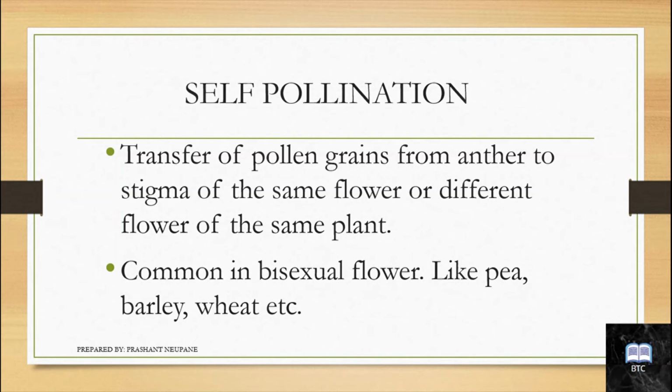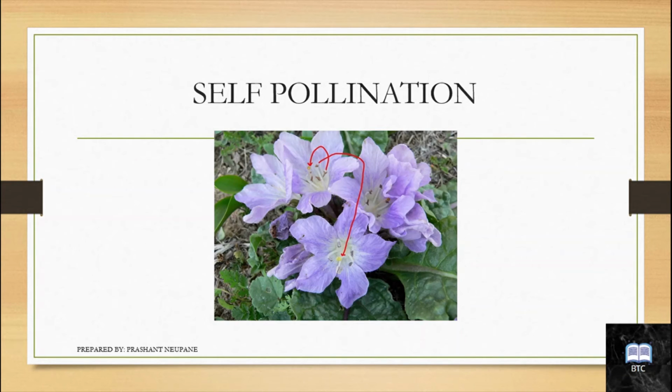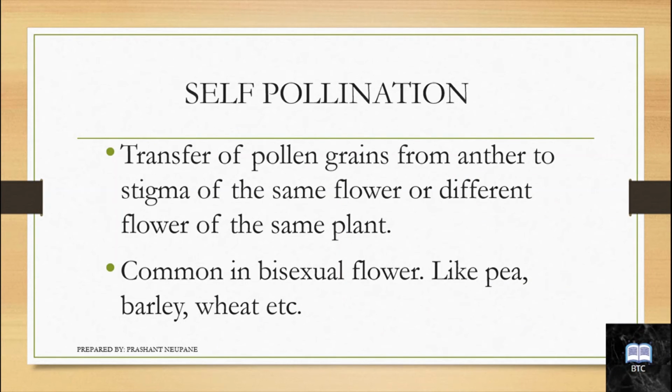So if you consider this plant, here we can see a plant and it has got three flowers. So if the transfer of pollen grains takes place within the same flower, we call it self-pollination. And also if the transfer of pollen grains occurs from anther to stigma between two different flowers but of the same plant, we call it self-pollination. Self-pollination occurs usually in the bisexual flower, but it is also possible in the unisexual flower.